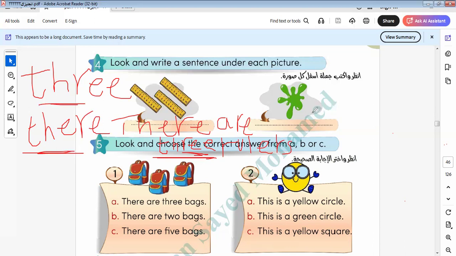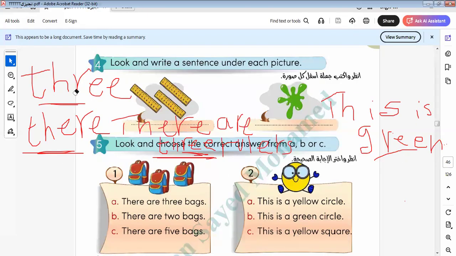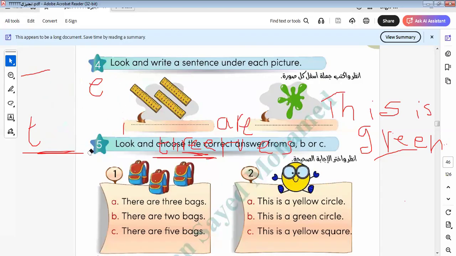Here when we say this is green, I write here: this is green. It's a simple sentence, and you write it in the exam. Don't make any mistakes in spelling or in grammar structure. We say this is green. Let's continue the rest of the unit.